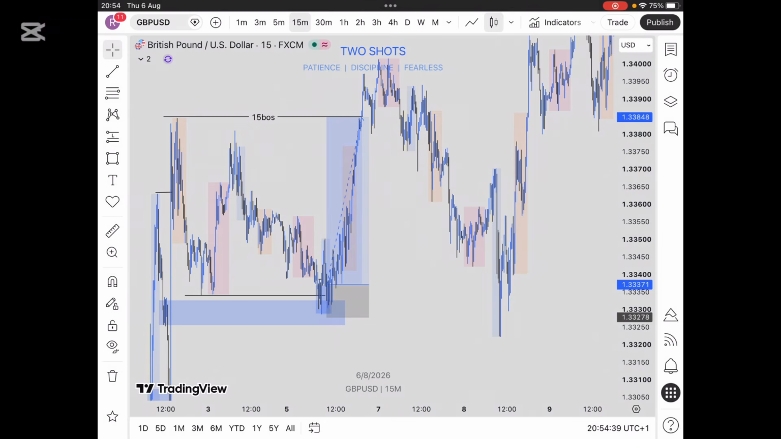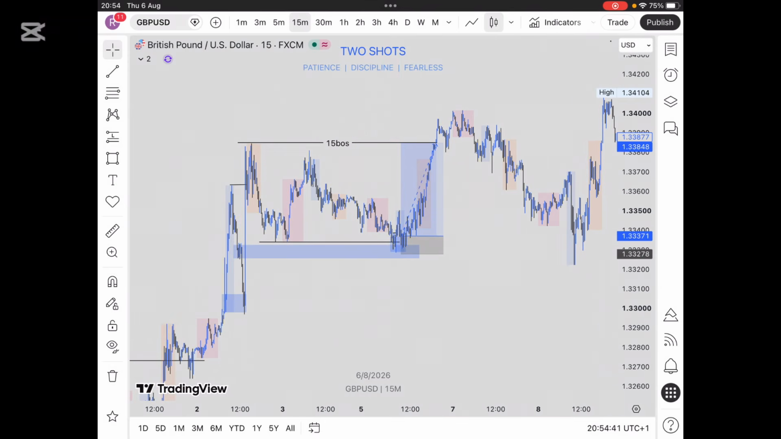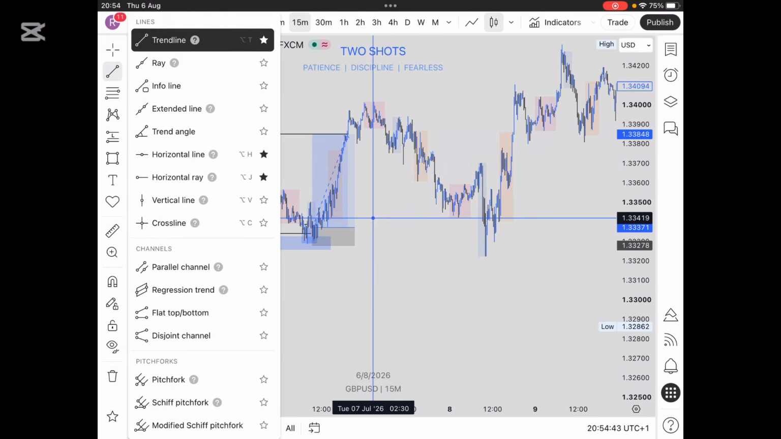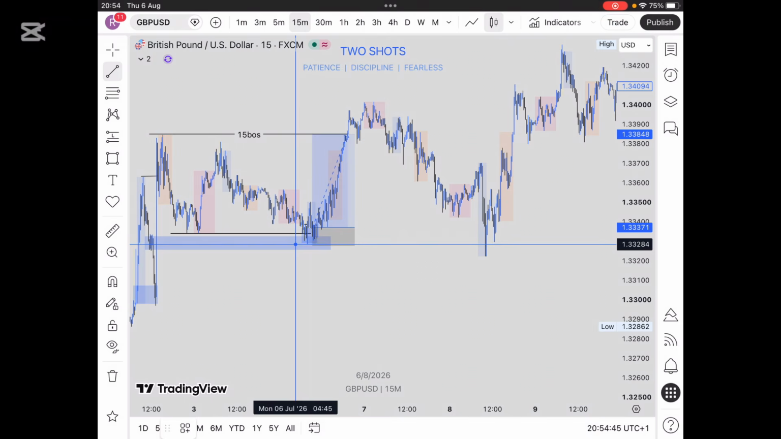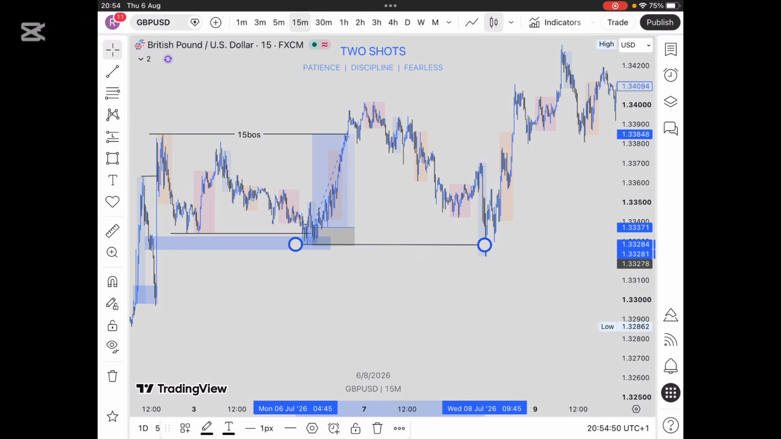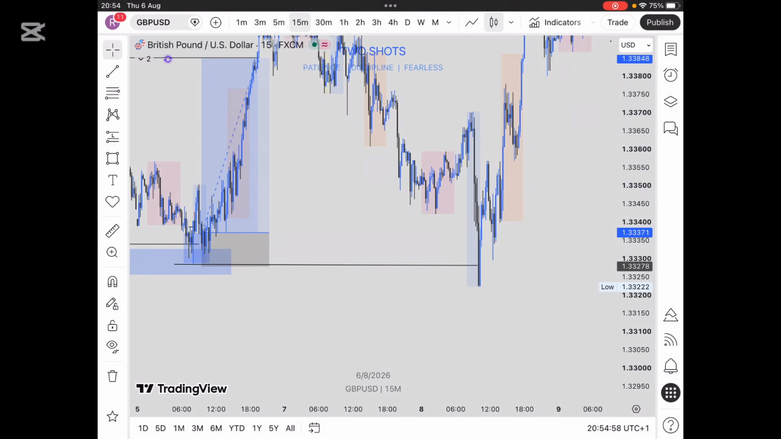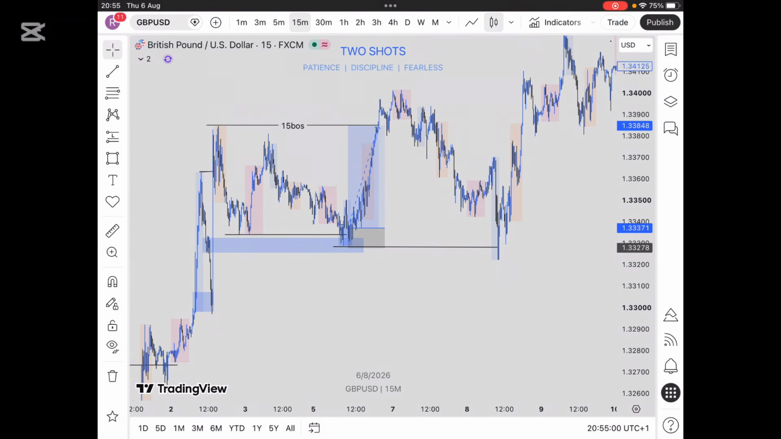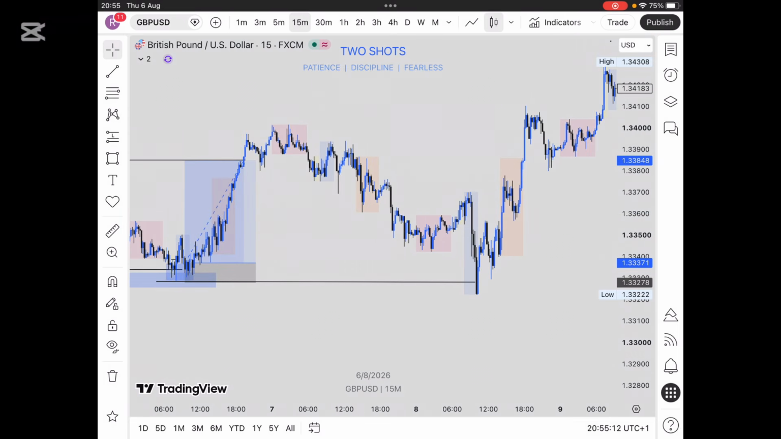But with this particular pullback, observe something here. This particular pullback came down and took out this level, making it look as if we are going back bearish. But do you know we are actually not going back bearish? Yes, we are not going back bearish. Why did I say we are not going back bearish?